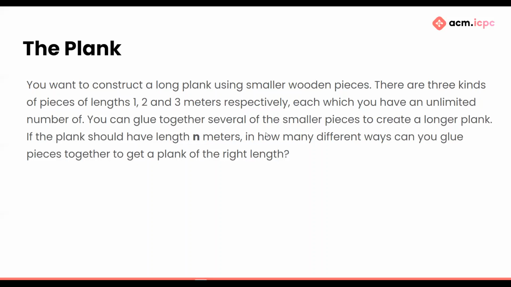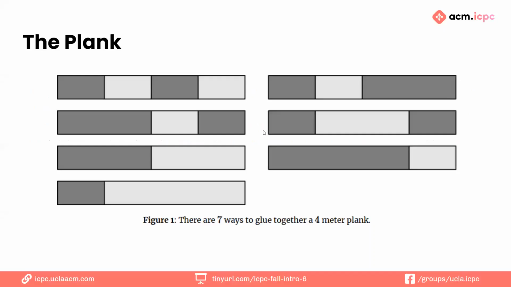Okay, so hopefully you've had some time to think about it. For example, let's say n was equal to 4, then you have all these different ways to make a plank of length 4. So for example, you could glue together 4 pieces of length 1, or you could glue together 1 piece of length 2 and then 2 pieces of length 1. Another thing you should notice here is that order does matter. So for example, the plank in the top right, which is 1, 1, and a 2, is different from the one second down on the first column, which is 2 and then 1, 1. So yeah, order does matter.